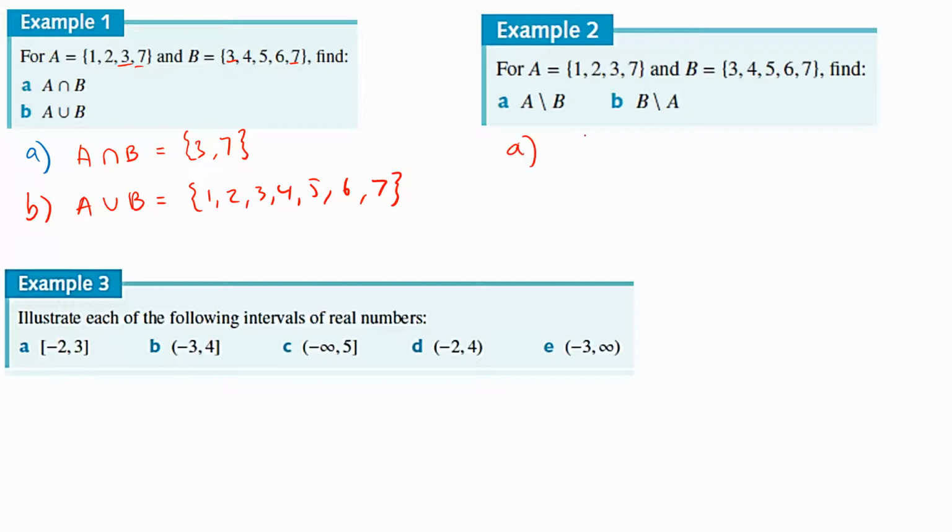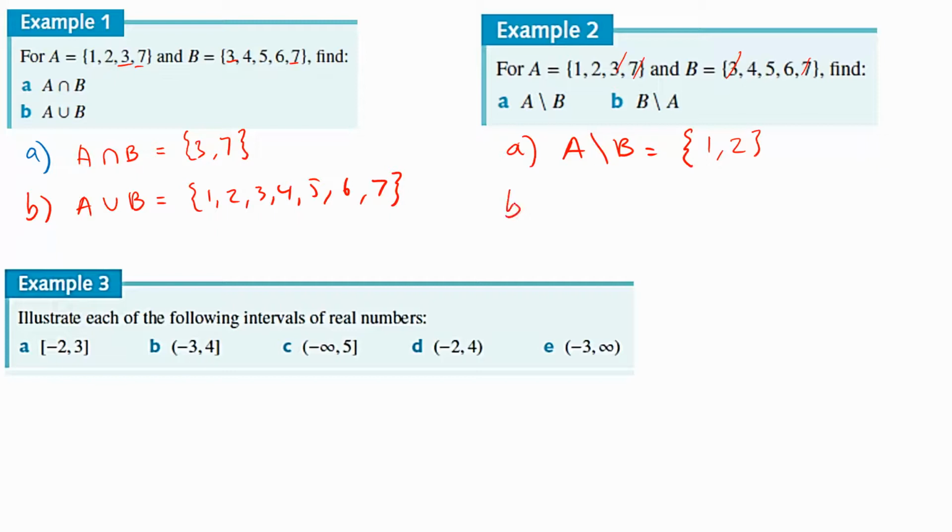Bit trickier. Example 2, A excluding B is equal to what? Can I please have, let's go with Khadija. 1 and 2. So we're excluding B, so A, except I don't want anything to do with B, so I don't want a 3, and I don't want a 7. Very good. So it becomes 1, 2.